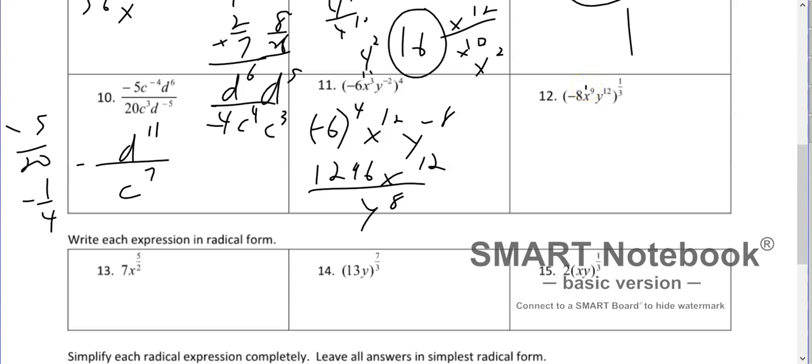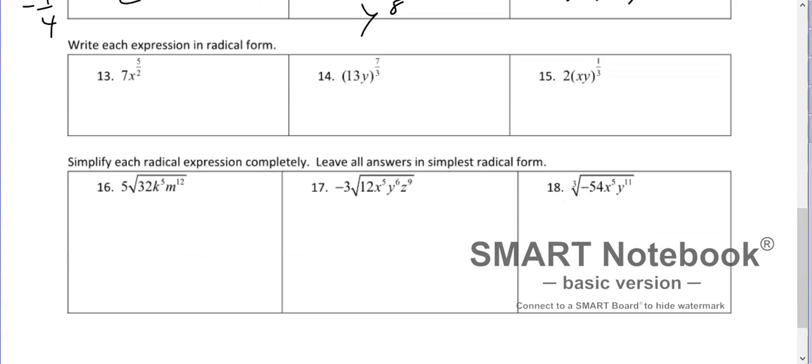This is a 1 here. -8 to the 1/3, or the cube root of -8. X, 9 divided by 3 is 3. Y, 12 divided by 3 is 4. Only thing to do here is clean it up. -2, x to the 3rd, y to the 4th.